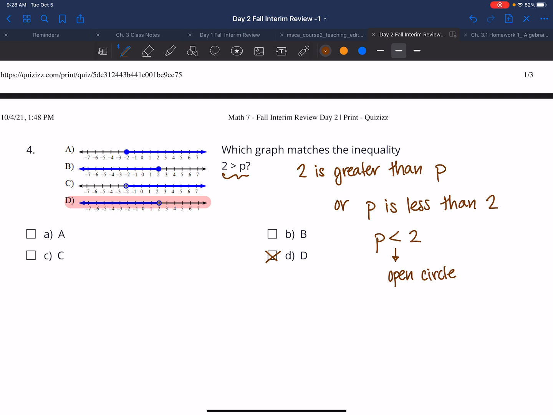If not, please ask, and we're gonna go ahead and continue with adding algebraic expressions for today's lesson.